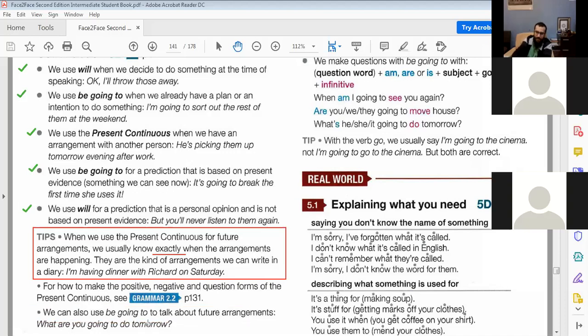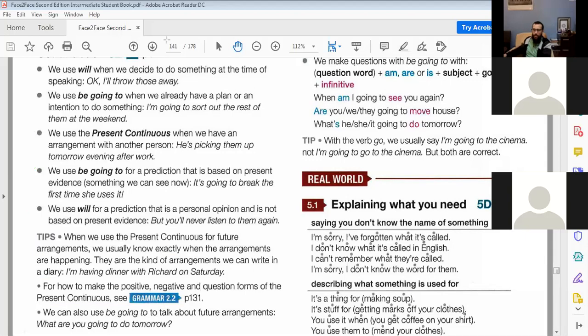Can you see this tip? The last tip, do you see what it says? It says we can also use be going to talk about future arrangements. So consider them the same, there's no real difference. Whether you say I'm going to meet Ahmed at 5 o'clock or I'm meeting Ahmed at 5 o'clock, you know, it's not a big difference. It's not a big deal. Both work. Will you can't use in the same way; it stands alone. But present continuous for the future and be going to, you know, there are two faces of the same coin. They're not very different. It's kind of the same.